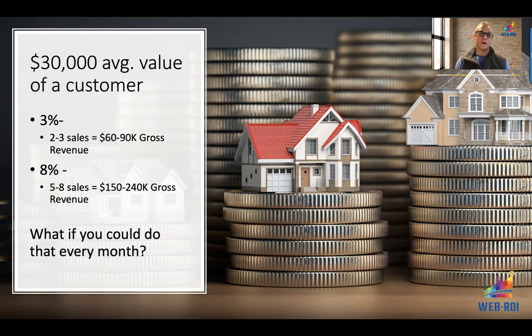And then take that figure and say, okay, if I had a 3% conversion rate and I'm getting 2 or 3 sales from them, what is my gross revenue? In this example, $30,000 average revenue per customer means that at a 3% conversion rate, you're going to end up with about $60,000 to $90,000 in gross sales during that period of time. Again, be it a week, a month, a year, whatever, it's 1,000 visitors. Compare that to an 8% conversion rate where you have now 5 to 8 sales, and you're getting $150,000 to $240,000 in gross revenue in that period of time.